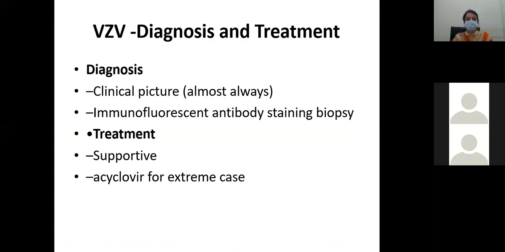Okay, next is what is the diagnosis and treatment? Diagnosis is usually made on the basis of the clinical picture, that is, how the patient presents to the doctor, and it is almost always made only on the basis of the clinical picture. There can also be immunofluorescent antibody staining or biopsy. And next, what is the treatment? We can give supportive treatment, but also treat with acyclovir for extreme cases.